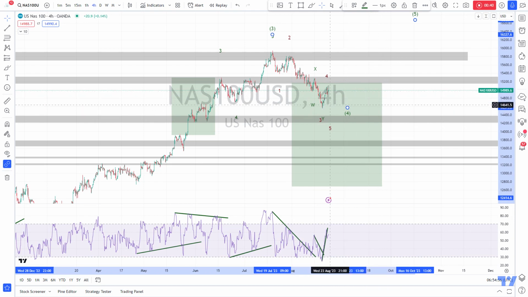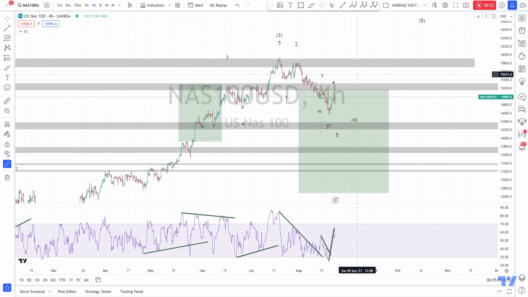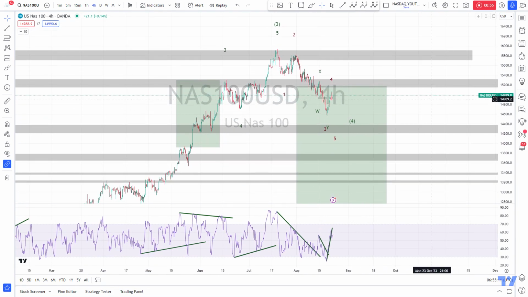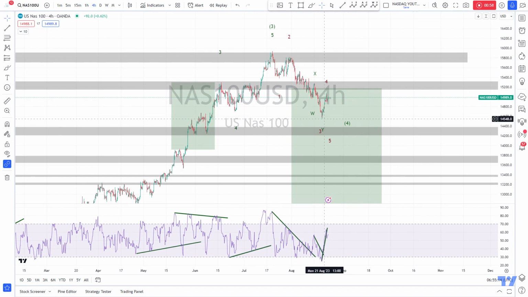So now we have to see what exactly will happen from here, which kind of correction can play out, or maybe the correction has already finished. So let's go through a couple of scenarios. First of all, I believe we finished here the correction, or the first part of the correction. I changed the internals here of this structure, but that does not really matter.